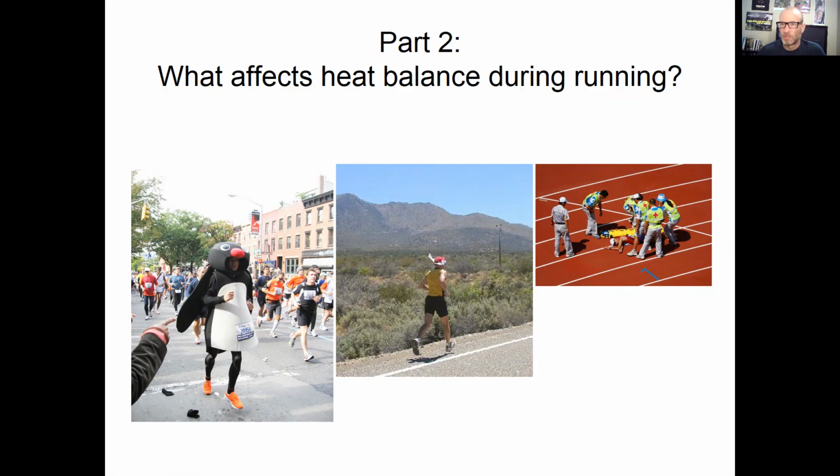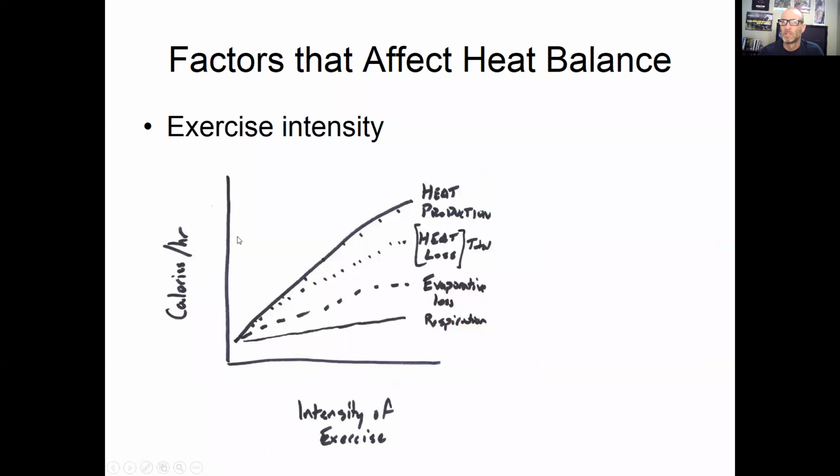So clearly running in a penguin suit does something to being hot, or running in hot environments, or something about exercise intensity too. So let's look at exercise intensity. How does exercise intensity influence heat balance? Remember, heat balance, you're trying to get rid of heat if you're generating heat, or retain it if you're in a cold environment.